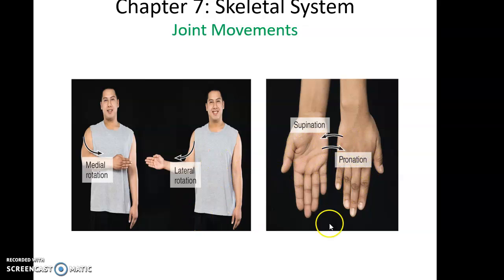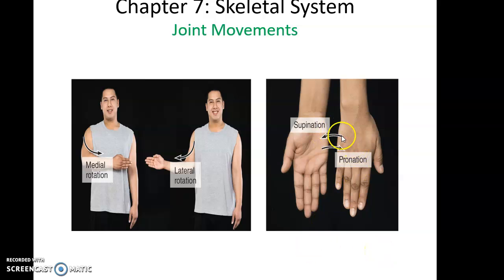Then we have supination, pronation. This is actually a movement for a joint that's between the head of the radius and the capitulum of the humerus, but we most easily see this twisting rotational movement in the palms of the hands. So with supination, you twist the forearm so that the palm of the hand is facing anteriorly. And when you pronate, you twist the forearm so that the palm of the hand is facing posteriorly.